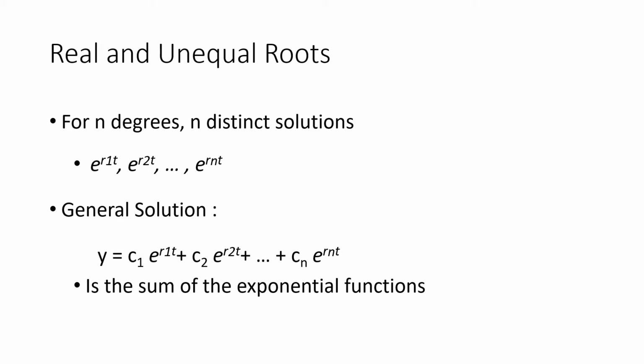So this right here is the general solution form. And so how do you make sure that the functions are linearly independent? One of the ways you can do it is by solving and evaluating for the Wronskian determinant. With the real and unequal roots, the general solution of the characteristic equation is just a sum of the exponential functions. So if you look at it again, you'll just see that it's adding up the exponential functions.